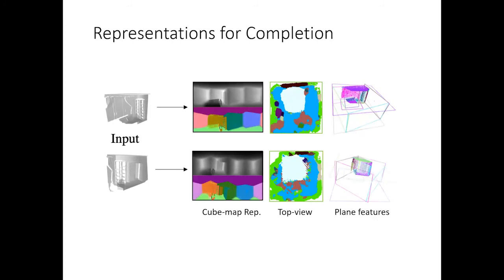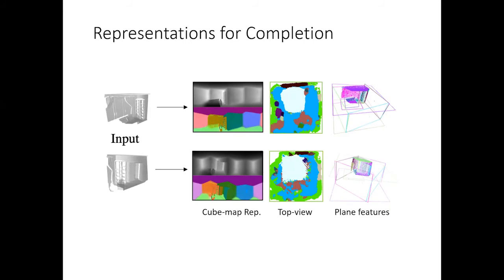So in the second paper, we try to combine different representations. We use the cube map representation that we used in the first paper. Then we study two other representations. The top view is a two-dimensional representation that can capture the spatial layout. Then we also have planar features, which are very popular. In particular, plane features tend to generalize better in regions that are far from the camera point of view.